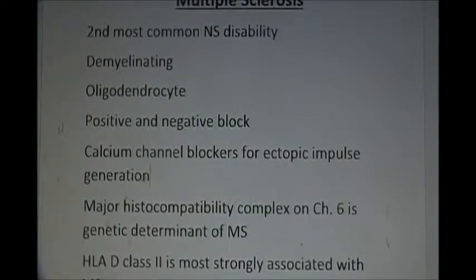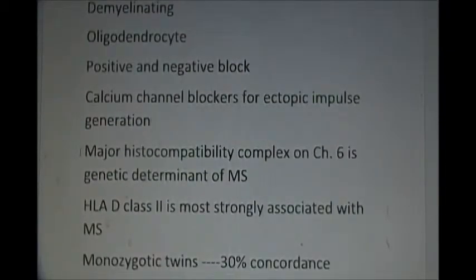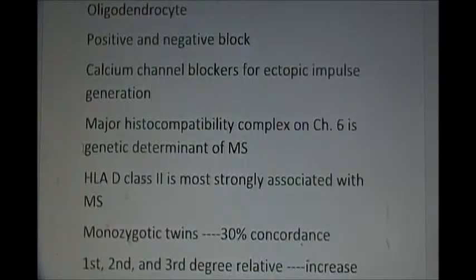Normally, under the myelin sheath which wraps around the nerve fiber, the potassium channels are in fact buried, not the sodium channels. So when the myelin is removed, they are exposed, the potassium channels are open, potassium efflux occurs, and there is depolarization causing ectopic impulse generation at the site. That is why calcium channel blockers are used for ectopic impulse generation in multiple sclerosis.